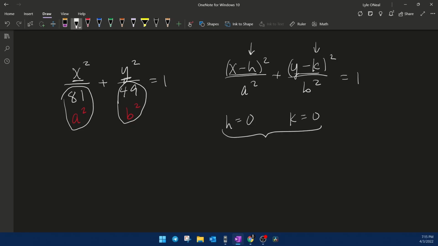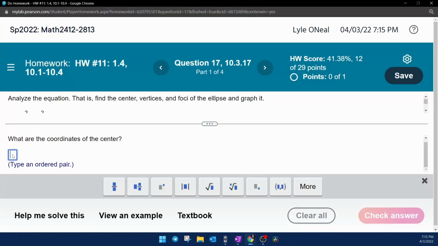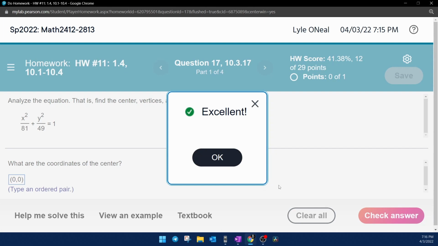First, with the center, we know that the center is the ordered pair h comma k, which in our problem is going to be at the origin. So inputting that into MyLab Math as an ordered pair, we need 0 comma 0, and that takes care of the center.